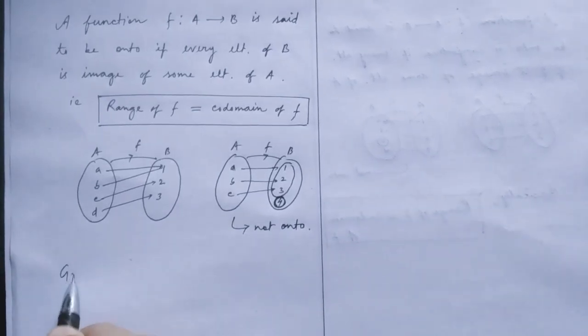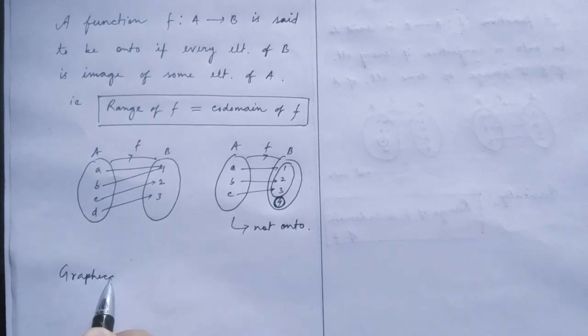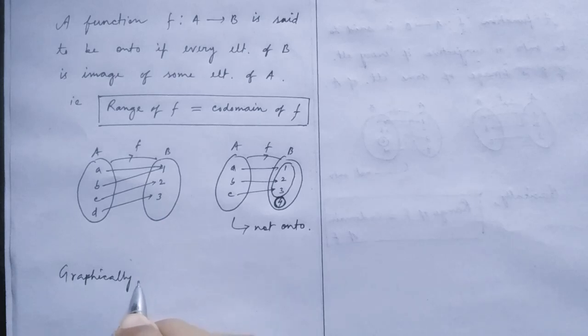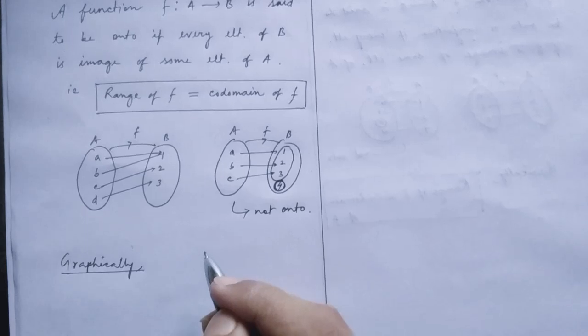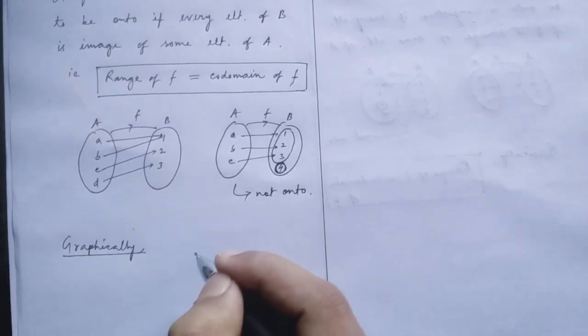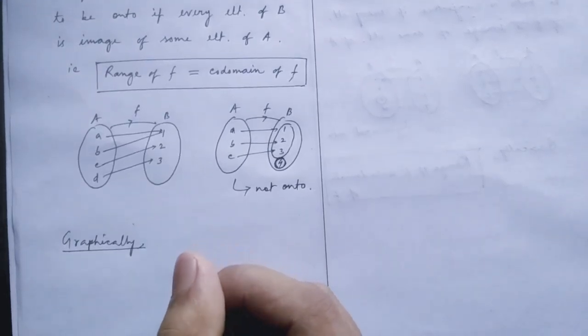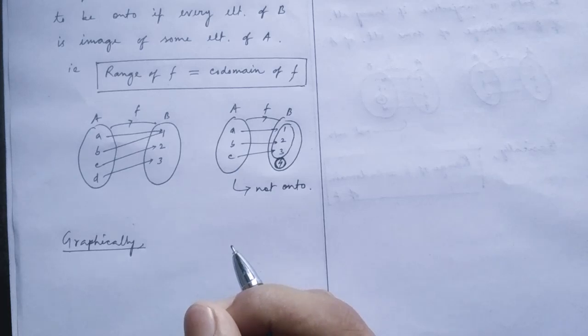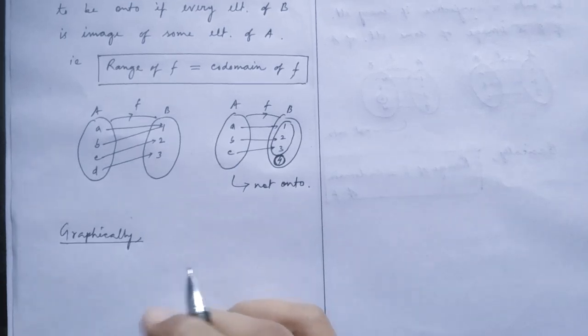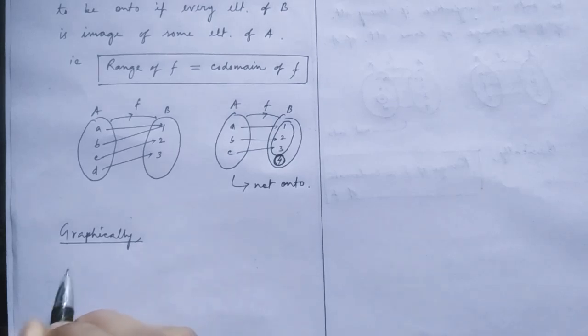So graphically, if you check whether the function is onto or not, first of all you have to mark the range portion, and then you just compare the range and the codomain. If both are same, then the function is onto. So I explained it with the help of these examples.